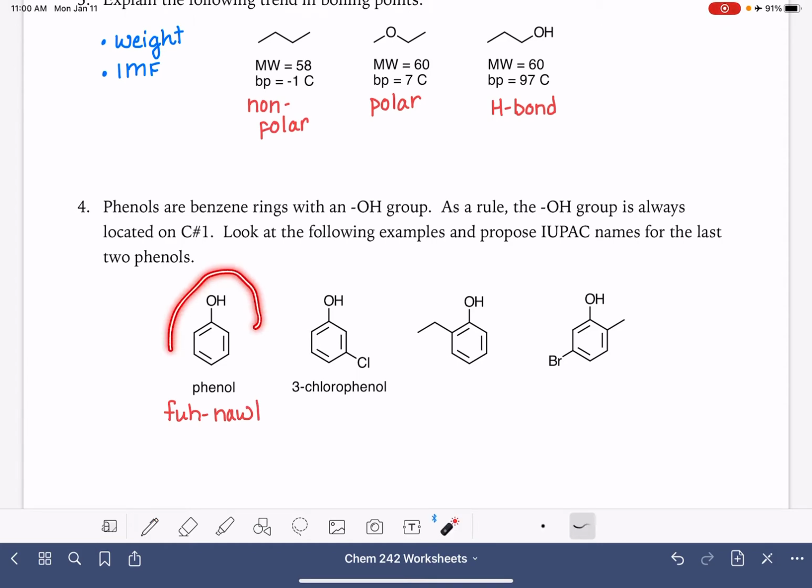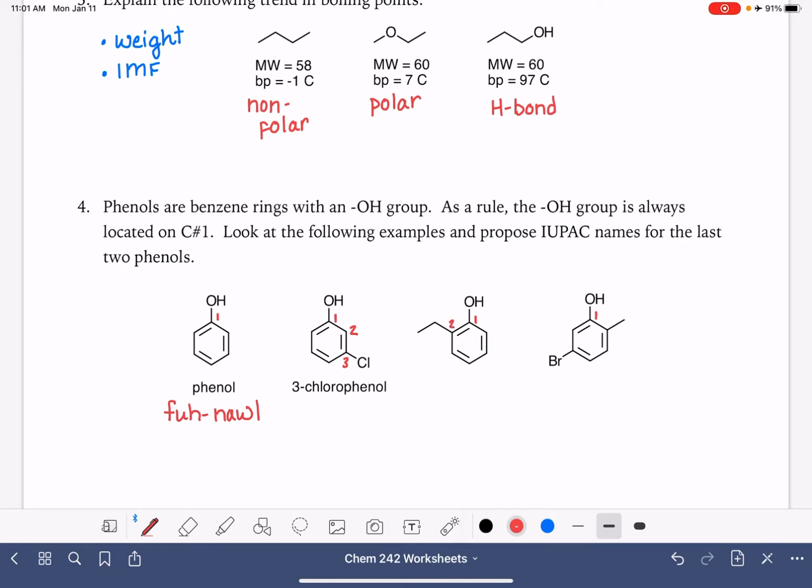When we are naming phenols that have other things attached to them, the carbon that has the OH group is by default always going to be carbon number 1 on the benzene ring. And the other carbons are numbered in a way to give the other substituents in the molecule the smallest possible number. So this molecule right here, which is a phenol that has a chlorine on carbon number 3, is referred to as 3-chlorophenol.